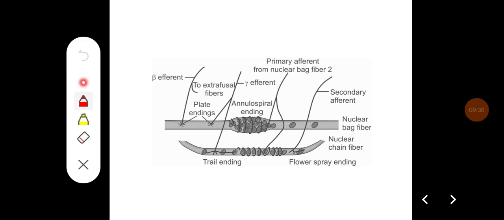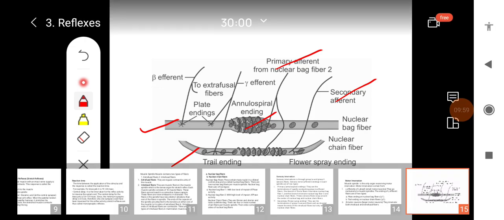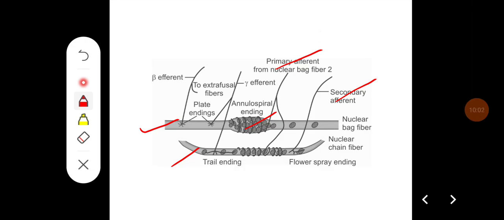This is the diagram showing the intrafusal fibers of the muscle spindle. They are the nuclear bag fibers, and they are nuclear chain fibers. Nuclear bag fibers have a dilated portion in the middle. And if you see the innervation, they have primary and secondary afferents, whereas primary afferents come from the annulospiral endings of both nuclear bag fibers and chain fibers. Whereas secondary afferents arise from the flower spray endings, which come from the nuclear chain fibers.